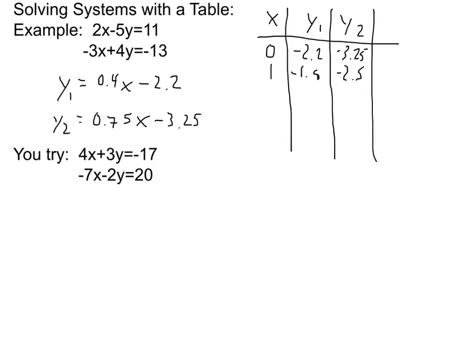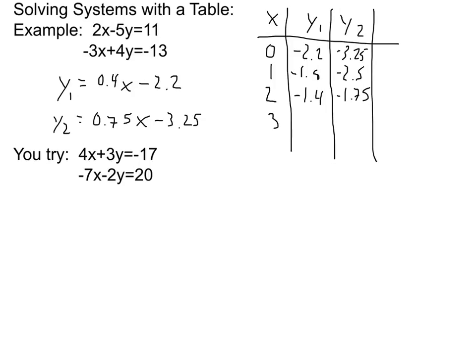Okay, those got closer, so we're going to keep going in that direction. If those two numbers got further apart from each other, then we would need to go the other direction, so I'd go to -1, -2, and so on. But we're going to keep going. So I go on to 2. Again, I add the 0.4 because that's the slope. So this gives me -1.4. -2.5 plus 0.75 is -1.75. Okay, and then I go on to 3.